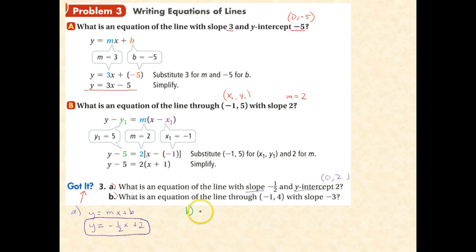On B, I have a point and a slope. So I'm going to use point-slope form, which is y minus y1 equals m times x minus x1. So y minus the y value, which is 4, equals the slope, which is negative 3, times x minus the x value, which is negative 1. Well, when I do minus a negative 1, that's plus 1. So this turns into y minus 4 equals negative 3 times x plus 1.